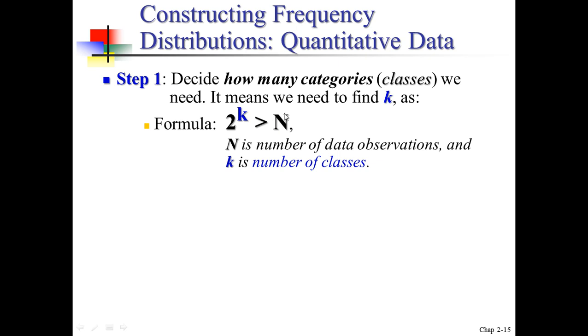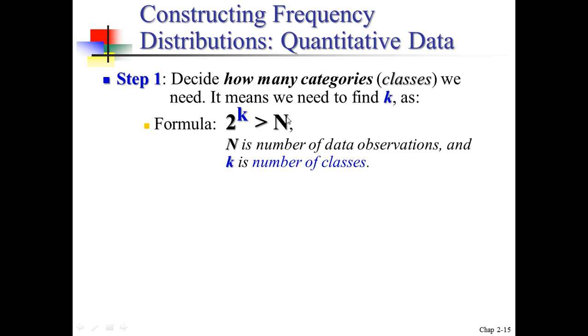If your class consists of 50 students, and I want to classify your class data set into a frequency distribution table, how many categories, how many groups do I need to make? I need to follow this formula: I need to take 2 exponent K greater than 50. That's why I need to test, to check: what K makes 2 exponent K greater than 50?